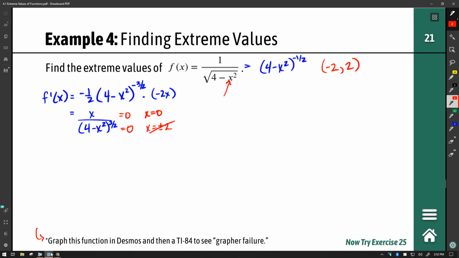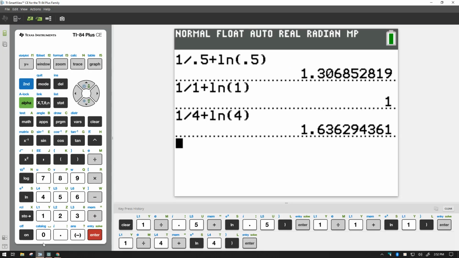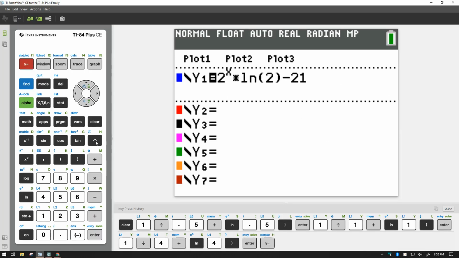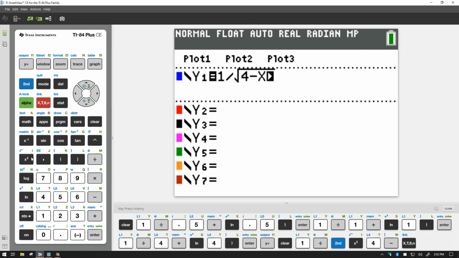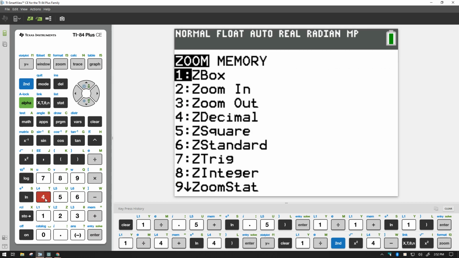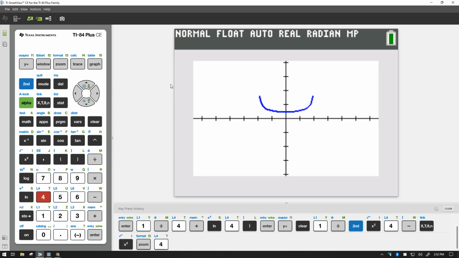Again, I'm going to confirm that in my TI-84. So we're going to go to y equals, let's clear that out. I want to graph 1 divided by the square root of 4 minus x squared. And let's take a look at this on Zoom Decimal. That's option 4. So there it is. And a little strangeness here.